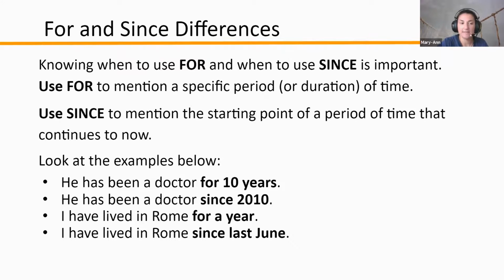So again, use for to mention specific periods or durations of time, and since to mention starting points for a period of time that continues to now. So examples, he has been a doctor for 10 years, or he has been a doctor since 2010. I have lived in Rome for a year, or I have lived in Rome since last June. So it's quite straightforward, really.